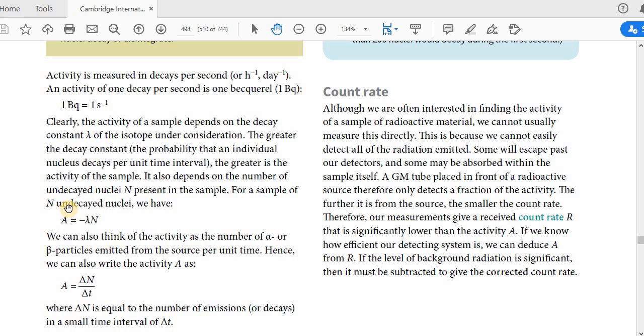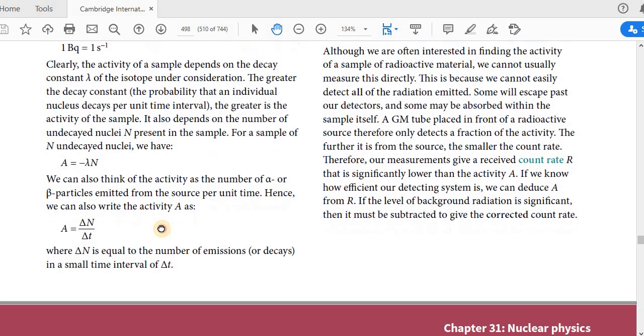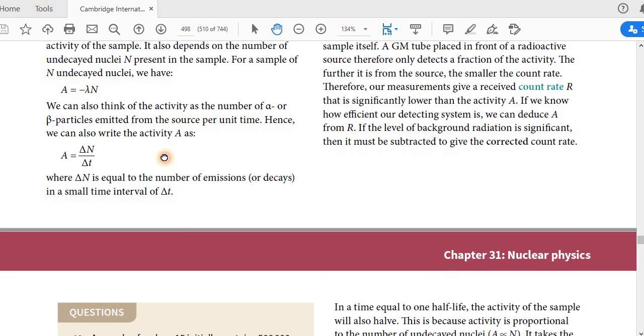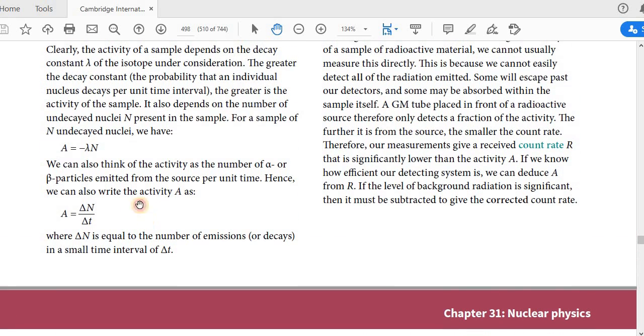For a sample of N undecayed nuclei, we have, okay, a very important equation. We can also think of the activity as the number of alpha or beta particles emitted from the source per unit time. Hence, we can also write the activity as delta N divided by delta t, where delta N is equal to the number of emissions or decays in a particular time interval, delta t.